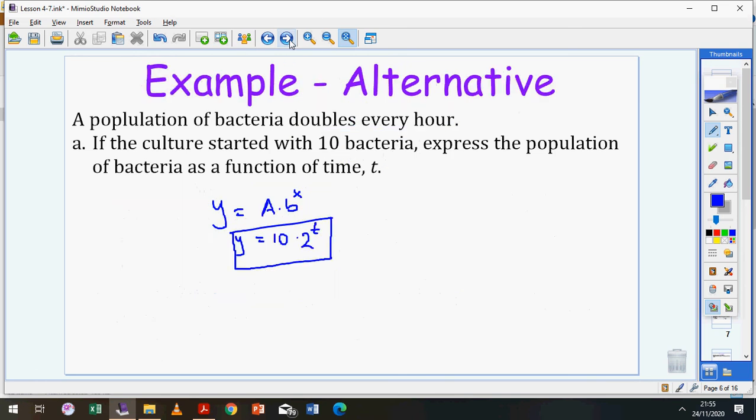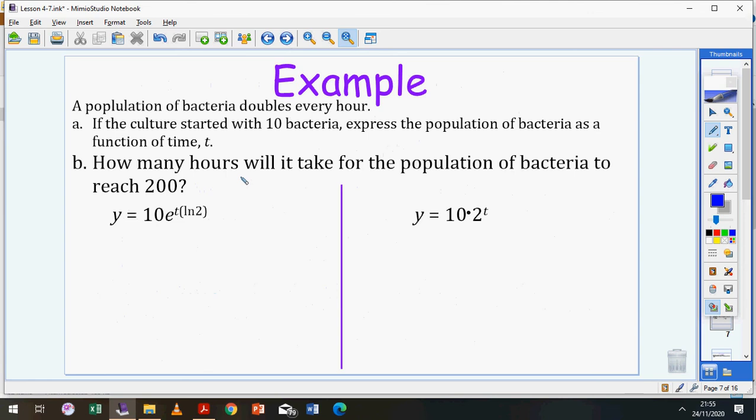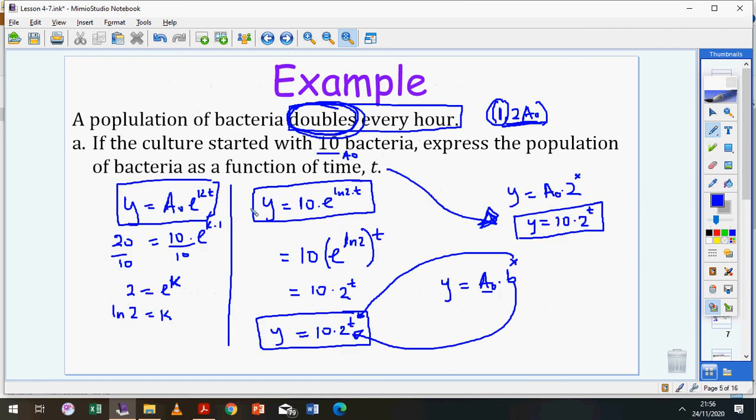Okay, how many hours will it take for the population to reach 200? So they're asking us for the value of t when y is 200. So I'm just going to substitute for y: 200 equals 10 times e to the power t natural log 2, or natural log 2 times t. Because remember, I had got this equation, natural log 2 times t, already. So that's the equation I can use. Or alternatively, you can use this other equation. You should get the same answer.